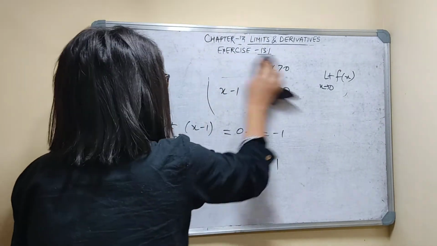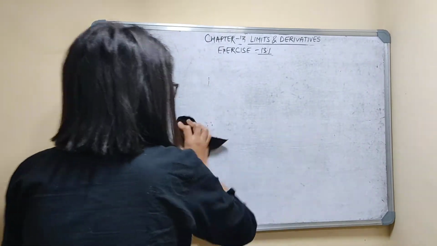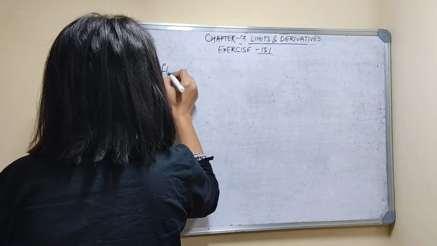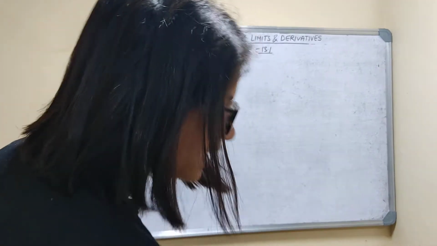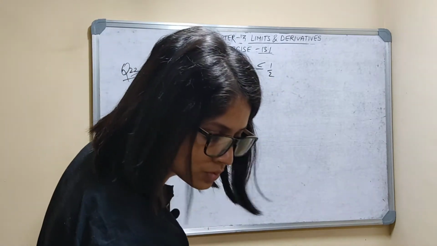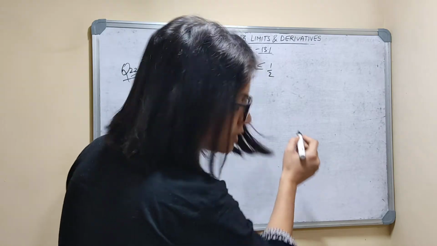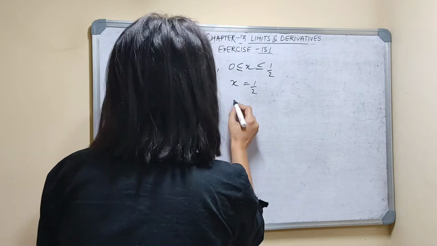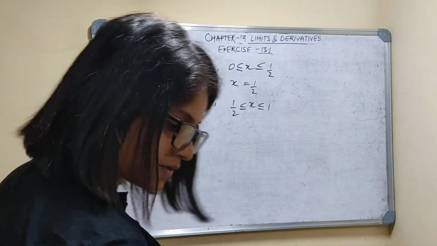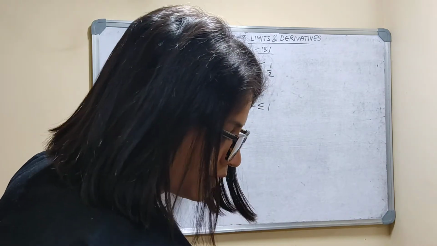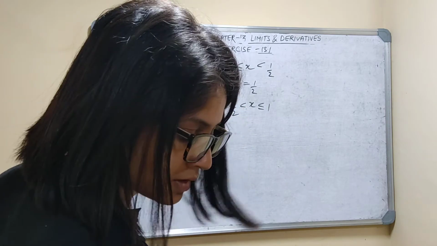Now question number 23. Let f(x) be equal to x when x is between 0 and 1 by 2, 0 when x is equal to 1 by 2, and x minus 1 when it is between 1 by 2 and 1. That is, x for 0 less than x less than 1 by 2, 0 for x equal to 1 by 2, and x minus 1 for 1 by 2 less than x less than or equal to 1.